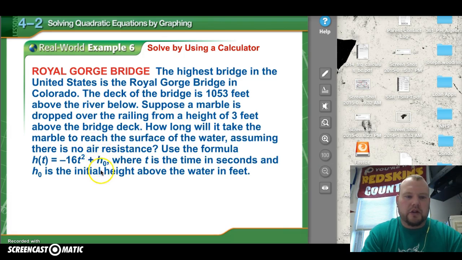So we need to think about h naught as our initial height. The deck of the bridge is 1,053 feet above the river. That's your initial height. Almost, but you're dropping a marble from 3 feet above the bridge. So 1,053 plus the 3, that's going to be our actual initial height.